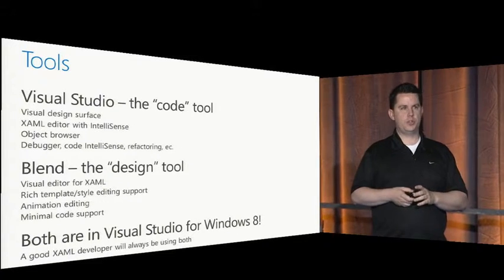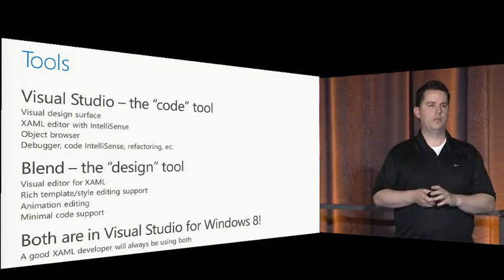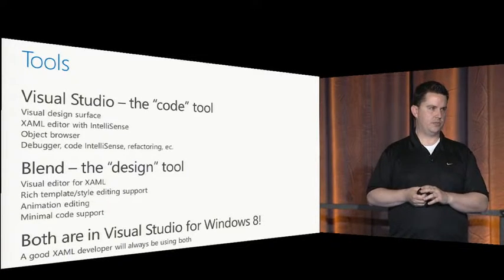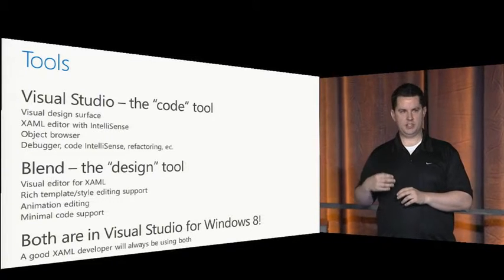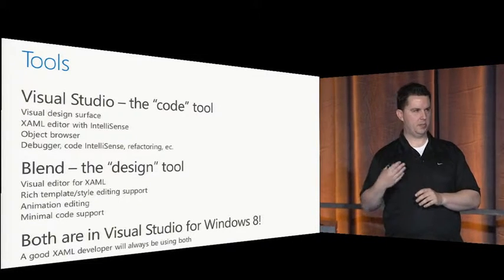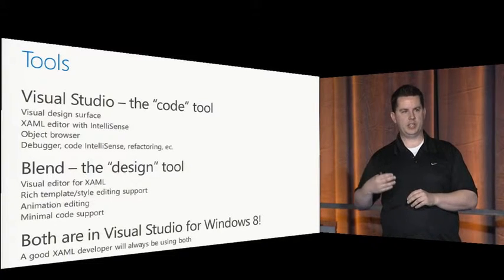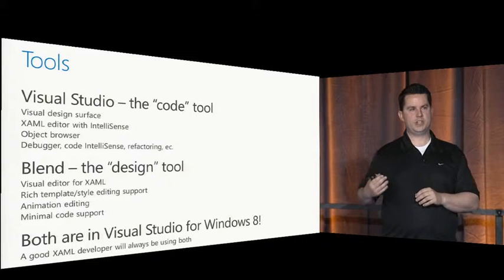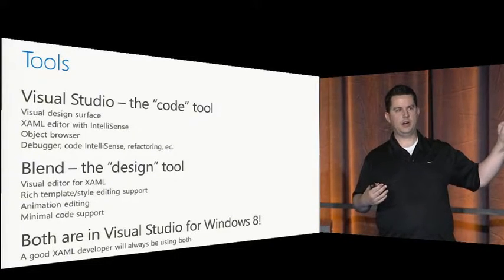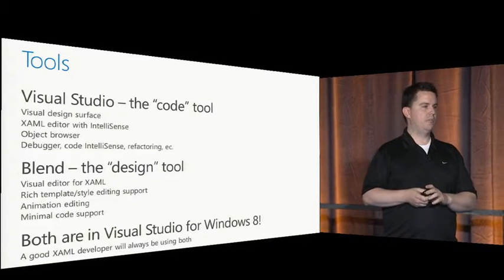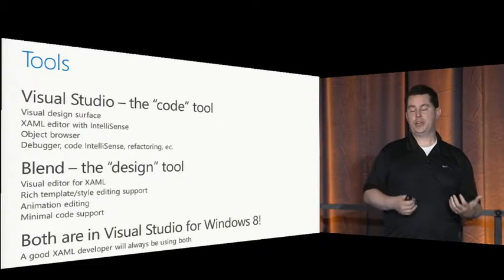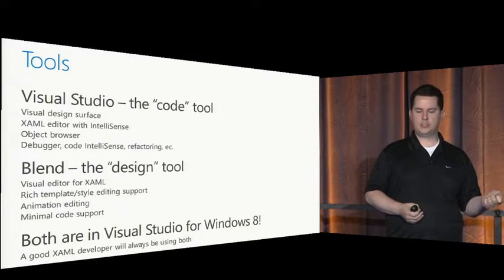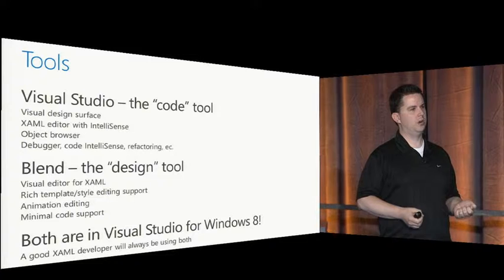How we like to separate things is we look at Visual Studio as kind of like the coder tool, right? Its main focus is writing code. You do still get a visual design surface for XAML, but its primary focus is going to be the XAML editing, the text editing experience, the C++ coding experience, other things like an object browser, debugging, and IntelliSense in the code. Whereas Blend is more of the design tool, which is the one that you just saw there, where it allows us to better create animations, have a richer experience around editing the control templates and styles. And it still has code support, but it's going to be more minimal code support.